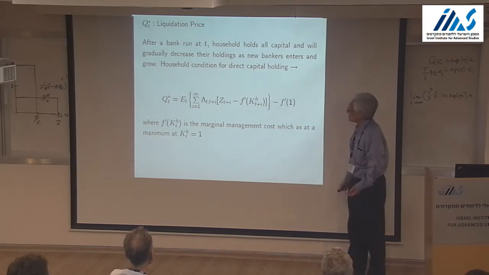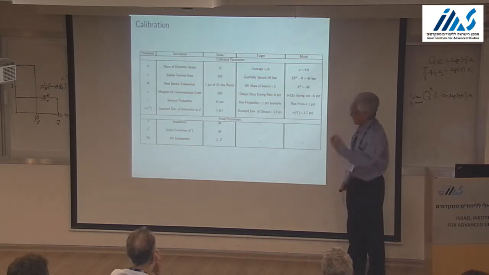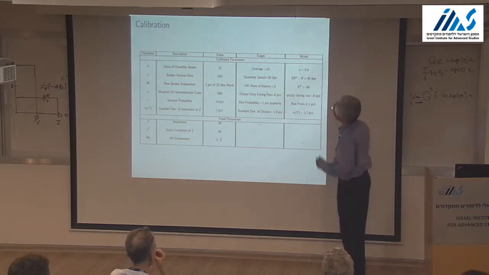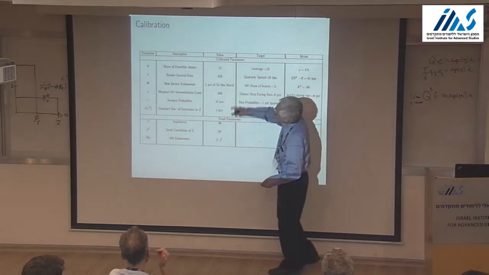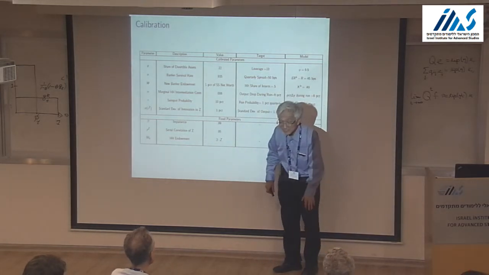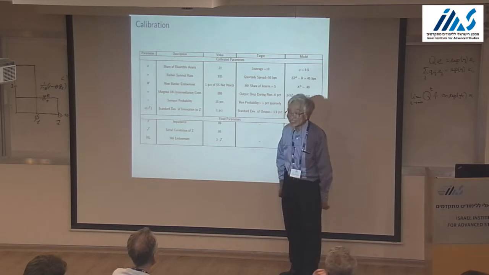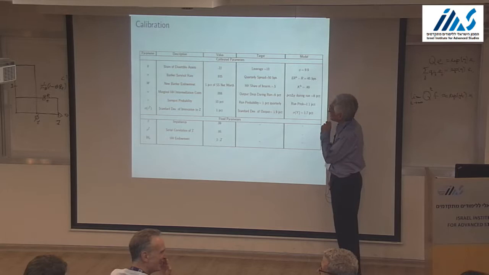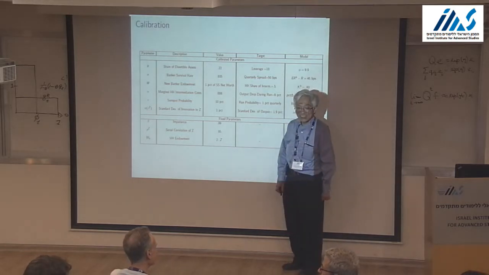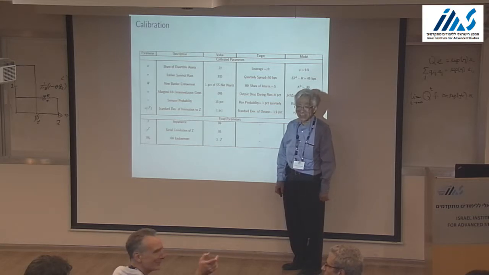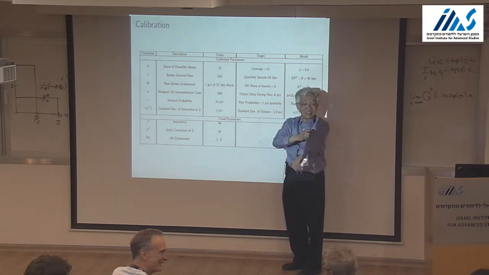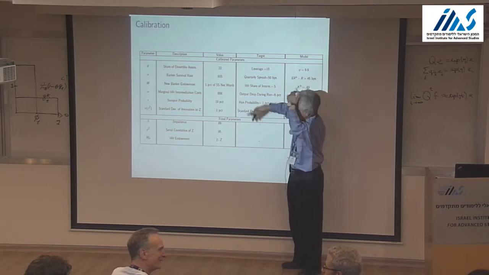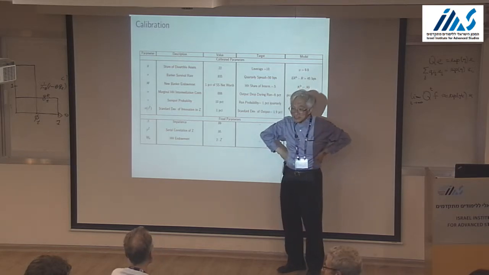Fire sale price. And how do you calibrate this kind of thing? Some of the numbers are standard. Calibrating everything, not quite. But for example, estimators, do the estimation, econometrics or so. This one is, I would say, a numerical example.